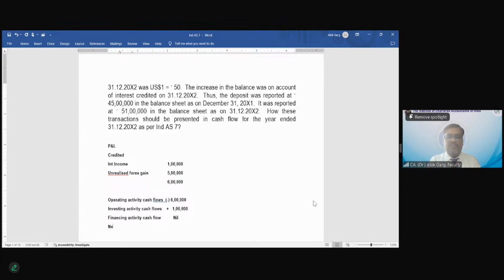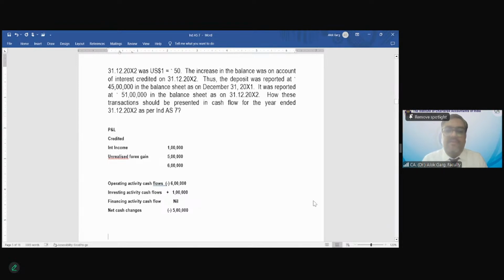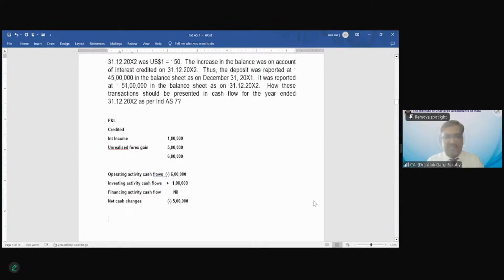Nil. What is your net cash change? -6 + 1, minus 5 lakh. Now, this has to tally with what? The bank balance. If I add this minus 5 plus opening cash, it has to be tallied with the closing cash. Correct? Yes or no? Yes, sir. So what is my opening cash?